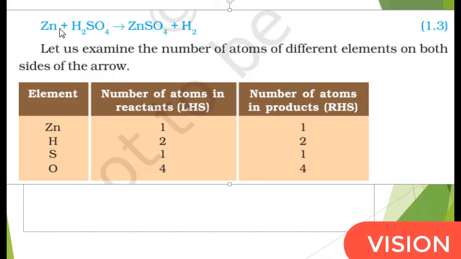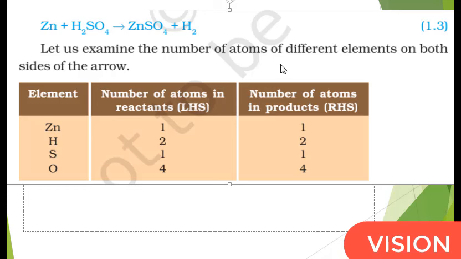Likewise sulfur. S means sulfur. Only one sulfur is present in the left hand side, the same one sulfur present in the right hand side. Likewise oxygen, 4 oxygen atoms is there. Right hand side also 4 oxygen atoms is there. So this equation is called a balanced equation.